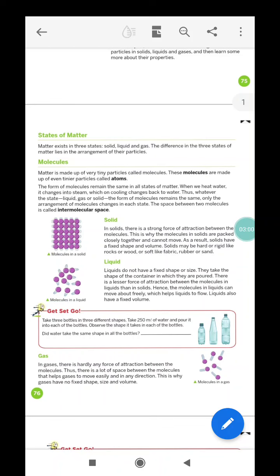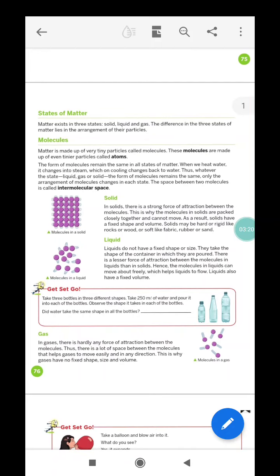Now molecules. Matter is made up of very tiny particles called molecules. So matter is also made up of very tiny particles, that is known as molecule. These molecules are made up of even tinier particles that are called atoms. That means a molecule is made up of very small particles, which is known as atom. The form of molecules remains the same in all the states of matter.